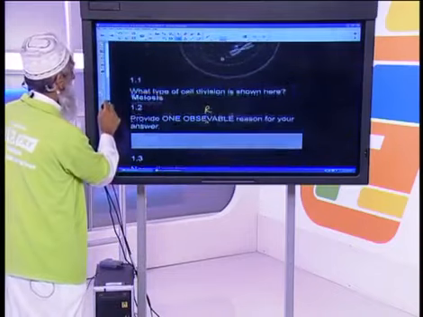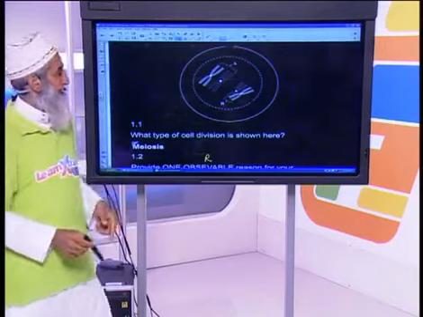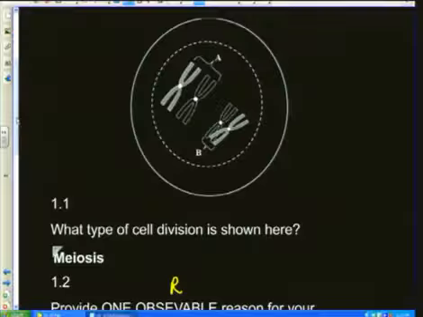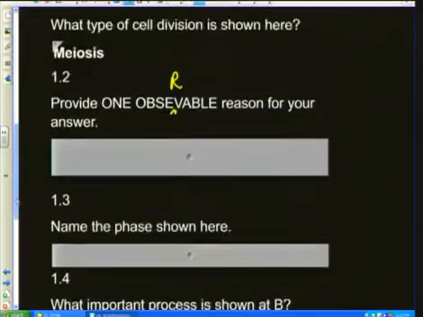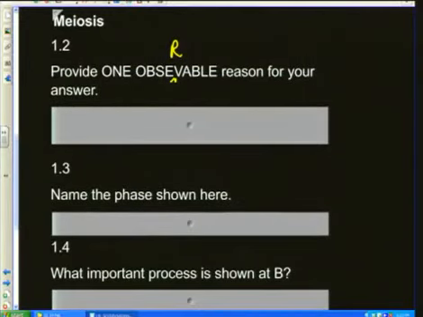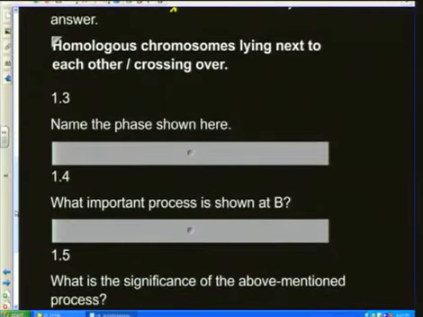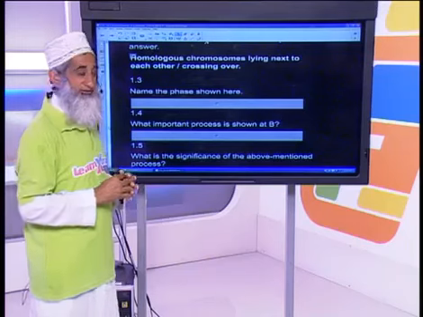And in this diagram, what can we see? One, we can see that the homologous chromosomes are lying next to each other. And 2, we are also seeing this important process here called crossing over. All right, so there we go. Homologous chromosomes are lying next to each other and crossing over is taking place. Any one of the 2 is an acceptable reason.